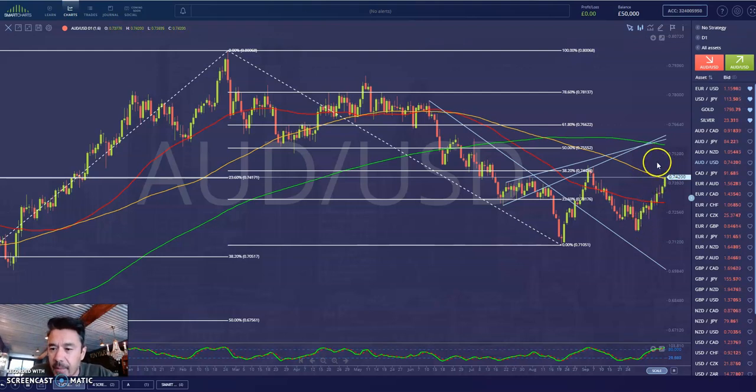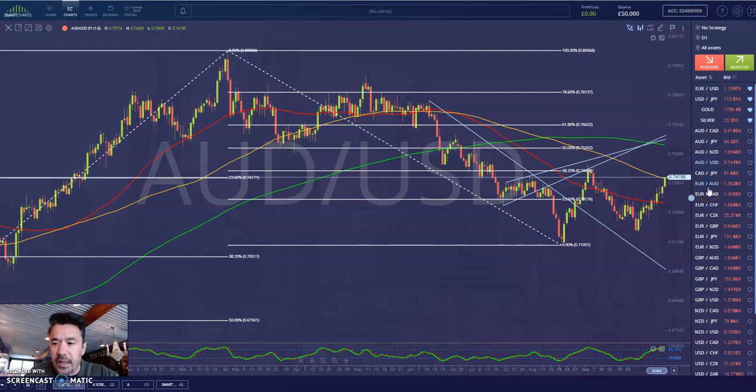Now we're testing the 100-day moving average just there. I don't think that's a major factor, so I personally would not be looking to sell into a short position in the Aussie US dollar. I did have strong resistance around 74.00, 74.10 earlier in the week, but I decided to scrap that, and I'm glad I did because it looks like the Aussie is pushing higher against the US dollar. So it is quite a mixed bag for that US dollar.